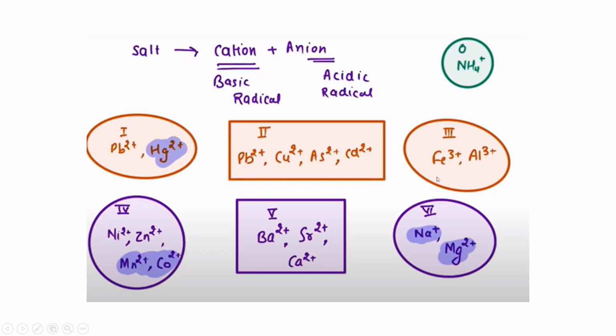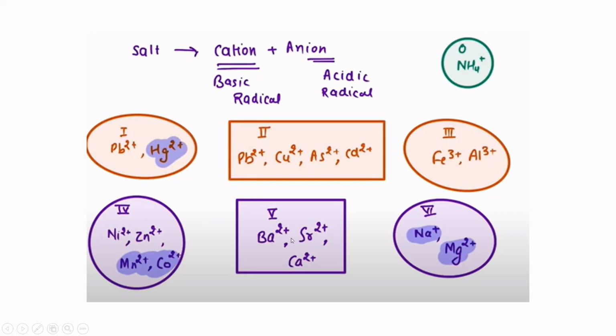And third group, we are having Fe3+ and Al3+. As I told you, ferrous is colored. So there is high possibility of getting aluminum in third group. And fourth group, there is nickel, zinc, manganese, and cobalt. Right, manganese and cobalt, there is less possibility. So nickel and zinc, we can get. Nickel also, we have very, very less possibility. So fourth group, we can get zinc.